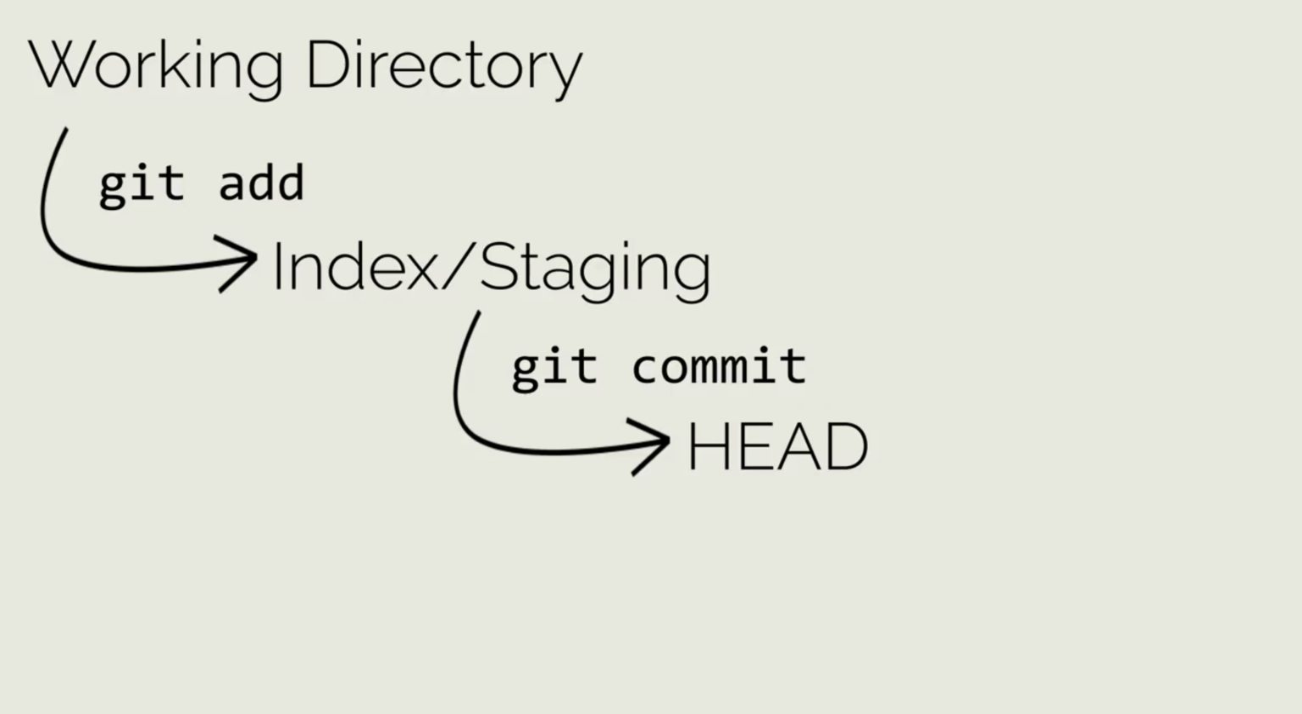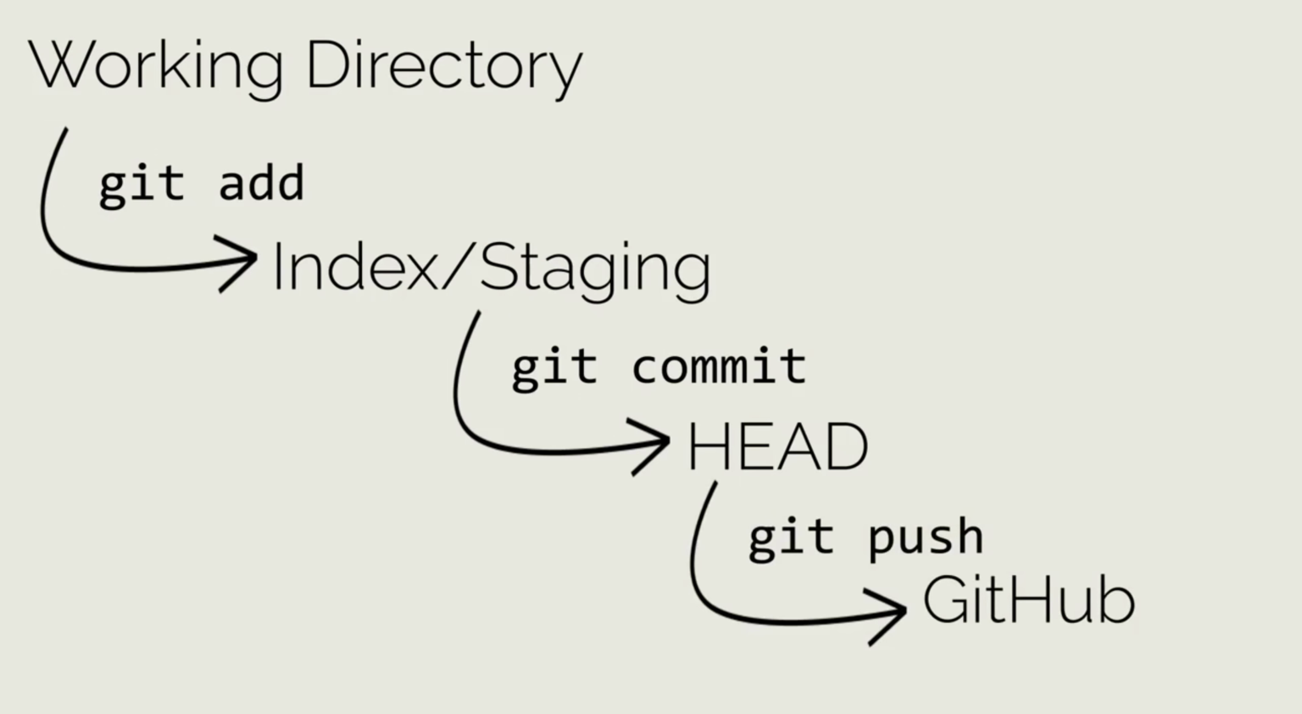After committing changes to the head, they are saved as a version on our computer, but they are not in our remote repository on GitHub. In order to get these changes to our remote repository on GitHub, we need to push them to GitHub using the git push command. If you set up your project using git clone, then Git will already know where to push the files to, but if you used git init to initialize a new project, then Git will need to be told where to push these changes to.